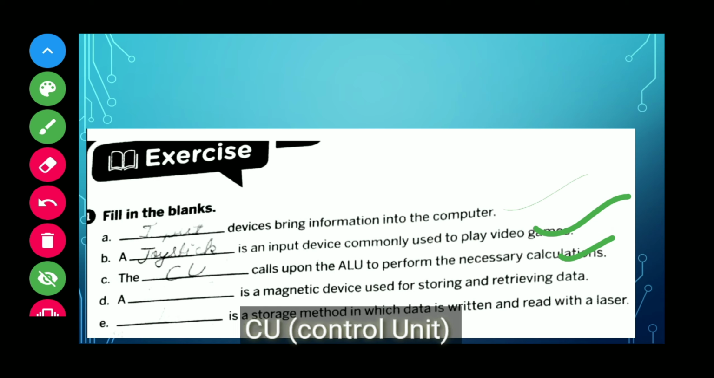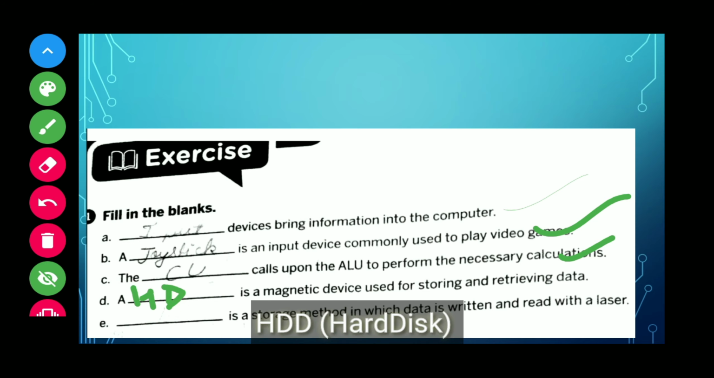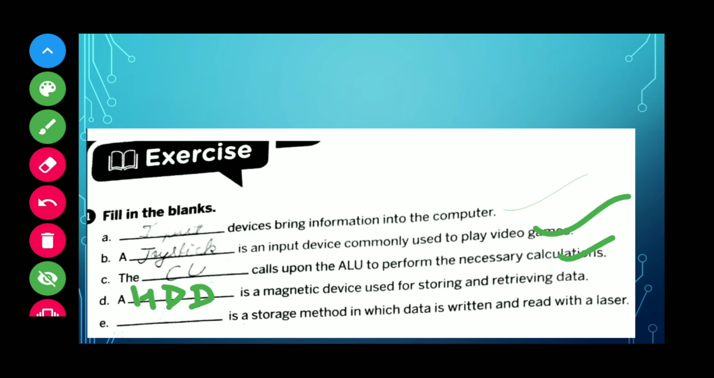After that, a dash, a magnetic device used for storing and retrieving data. Students, here hard disk is the correct answer because it is a magnetic device which can store data. Some students think MICR will be correct, but MICR cannot store data. It is only for reading data. Magnetic ink character recognition is used to read data only. Hard disk is a magnetic device used to store and retrieve data.